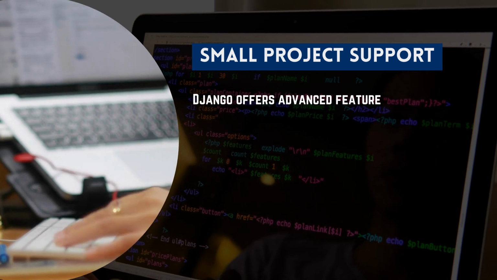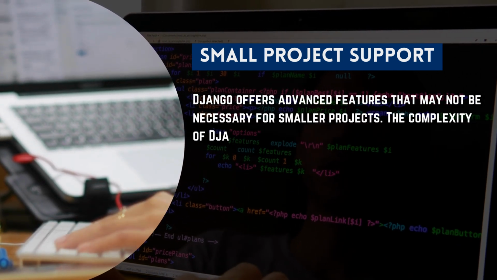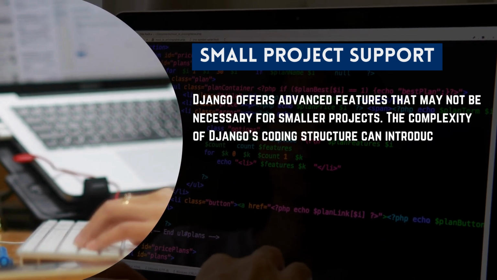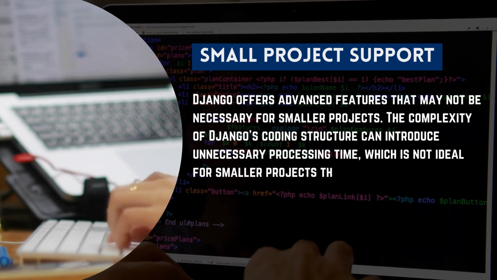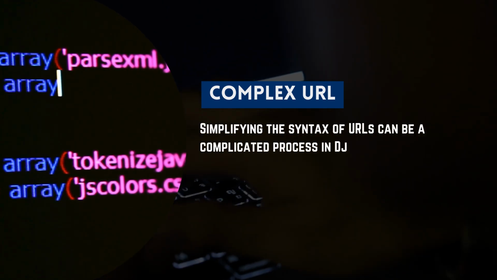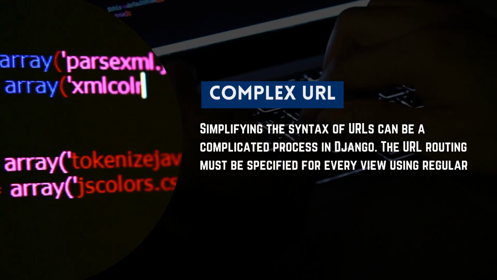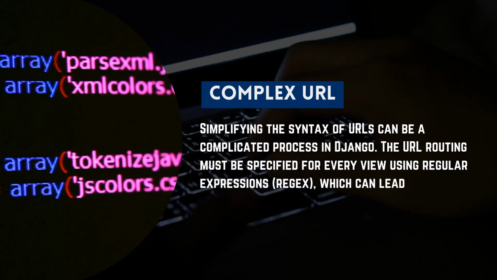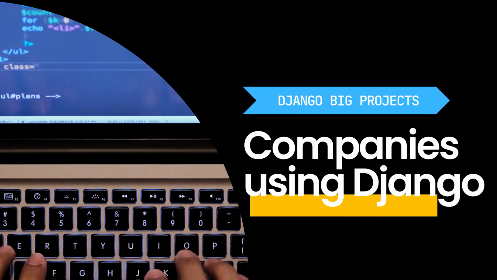Django offers advanced features that may not be necessary for smaller projects. The complexity of Django's coding structure can introduce unnecessary processing time, which is not ideal for smaller projects that don't require scalability. Fifth is complex URL routing. Simplifying the syntax of URLs can be a complicated process in Django. The URL routing must be specified for every view using regular expressions, which can lead to long and complex URL structures. Now, let's talk about the companies using Django.